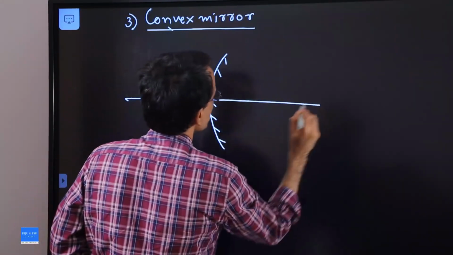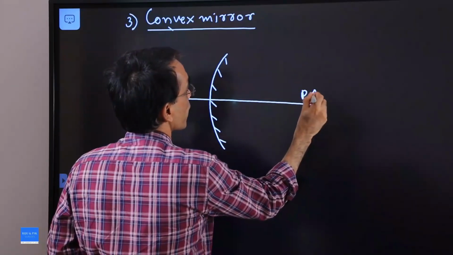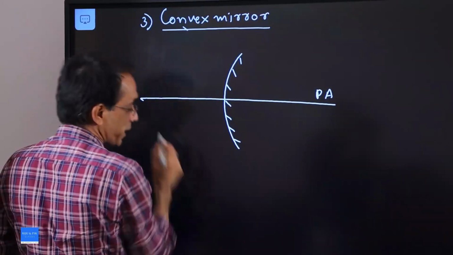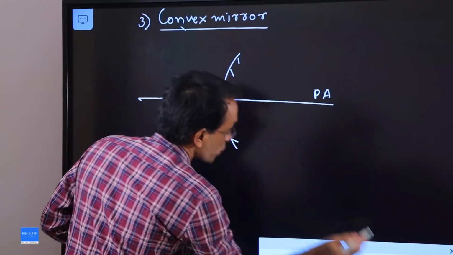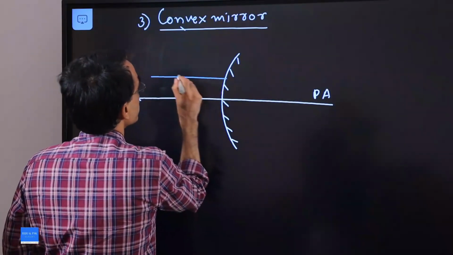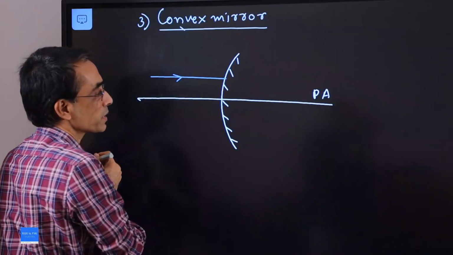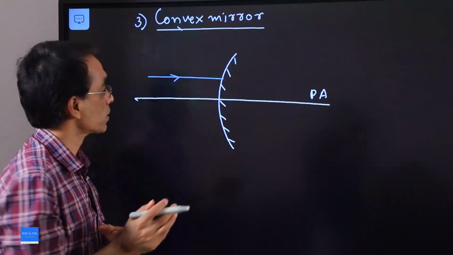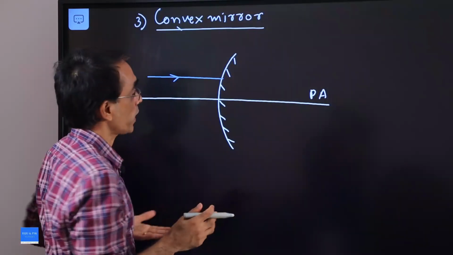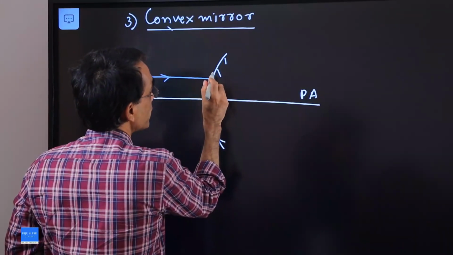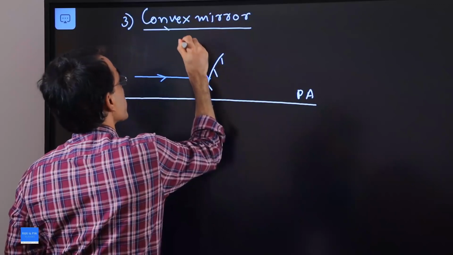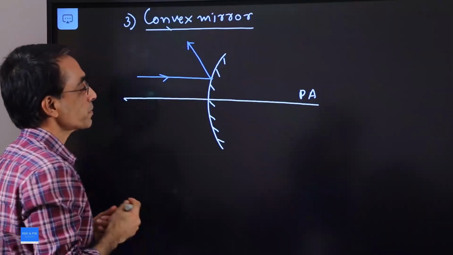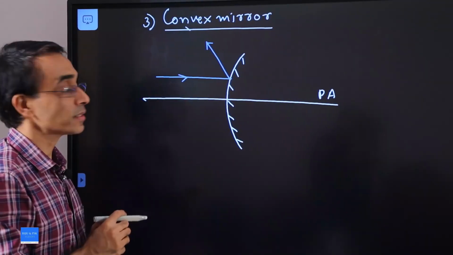This is the principal axis. A light ray coming parallel to the principal axis. It cannot go through the mirror because the mirror is actually an opaque object. Fine. Mirror only can reflect. Now this light ray will get reflected like this.